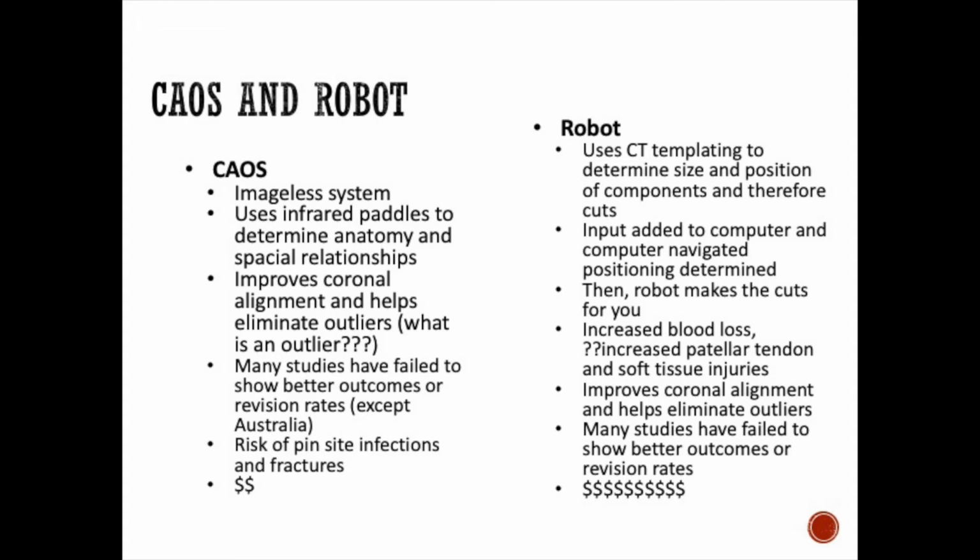So it actually decreases the risk of soft tissue injuries. And many of the robotic systems that do increase the risk are not currently FDA approved or on the market in the United States. The biggest issue with the robot is most studies so far, even despite better alignment, are not showing any difference in outcomes or revision rates. And the robot is extremely expensive. It's a $1.3 million upfront cost to the hospital.